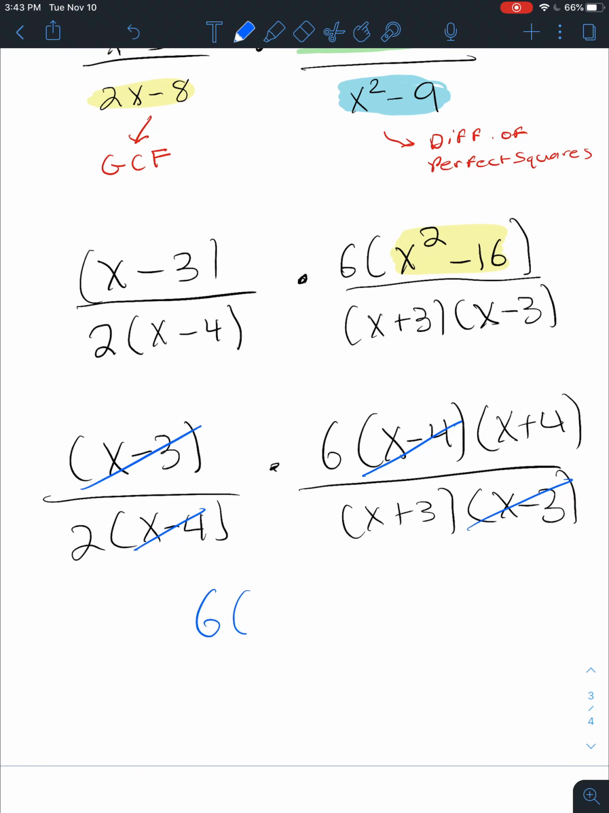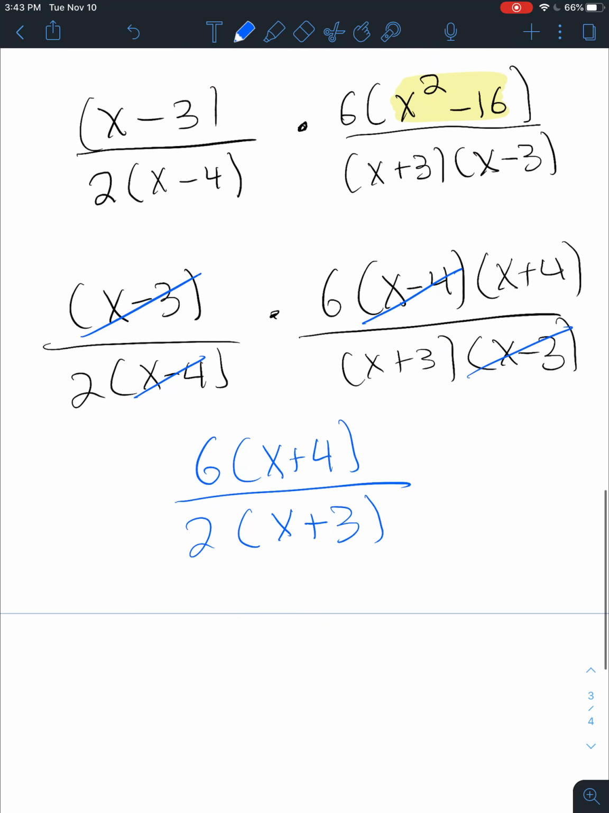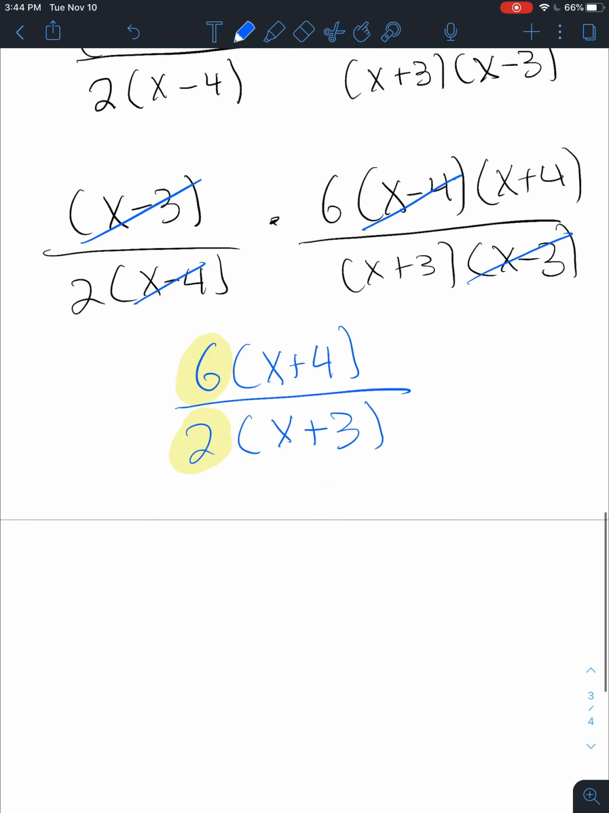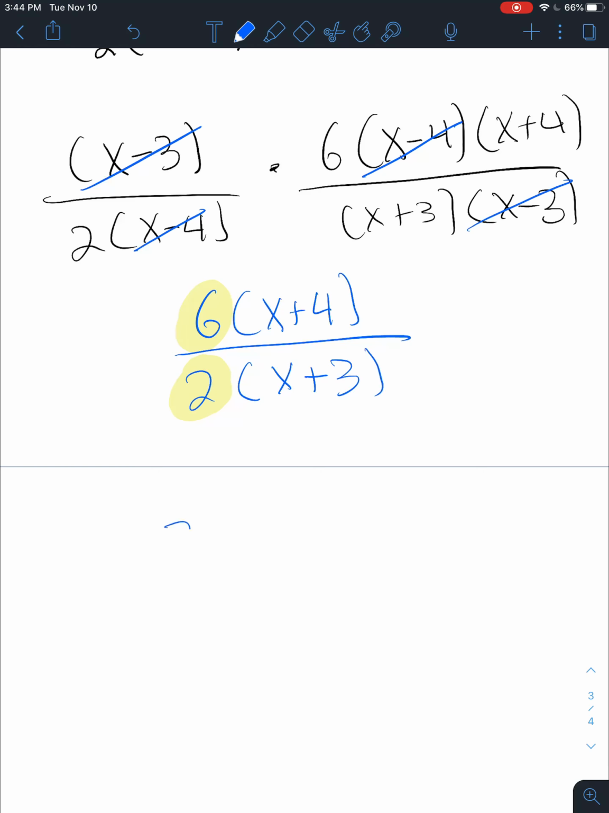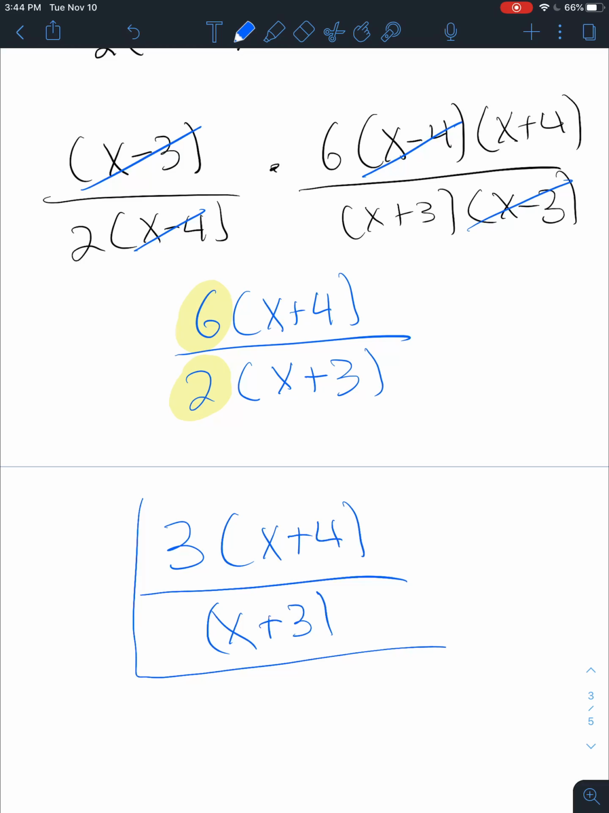And I have 6 parentheses x plus 4 divided by 2 parentheses x plus 3. And I know a lot of you are wondering, can I do this? Can I do 6 divided by 2? Yes, you can. So 6 divided by 2 is going to be 3. And you get x plus 4 over x plus 3. Do you need to simplify? No. Because even if we did distribute the 3 or give us 3x plus 12, it doesn't help make it smaller at all.